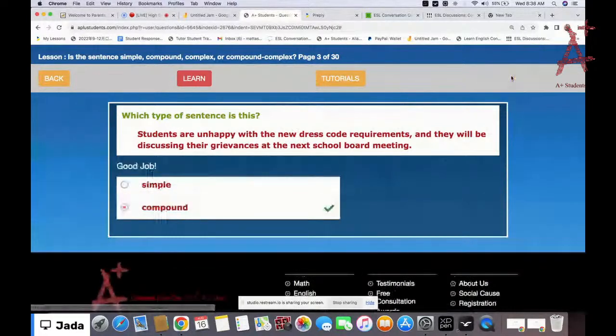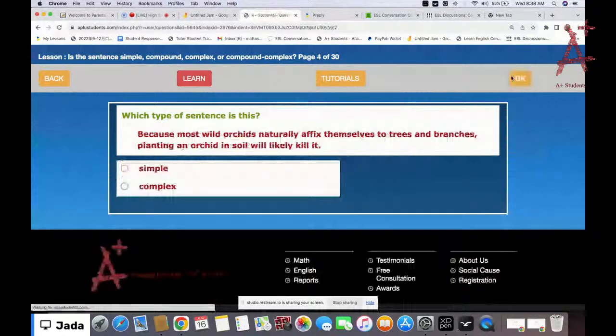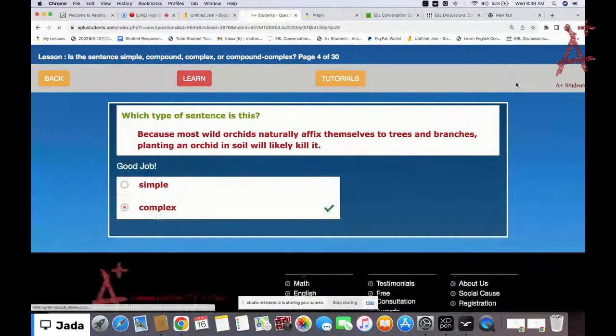So you see that. Because most wild orchids naturally affix themselves to trees and branches, planting an orchid in soil will likely kill it. So is this simple or complex? Let's say that we get confused and we just choose anything. Okay, apparently the complex was correct.